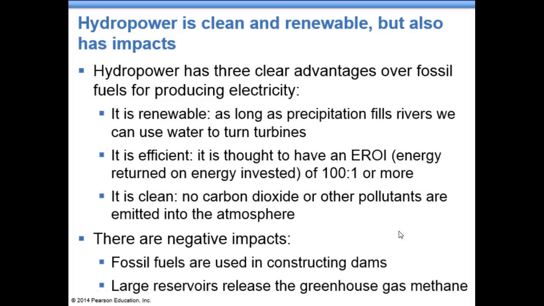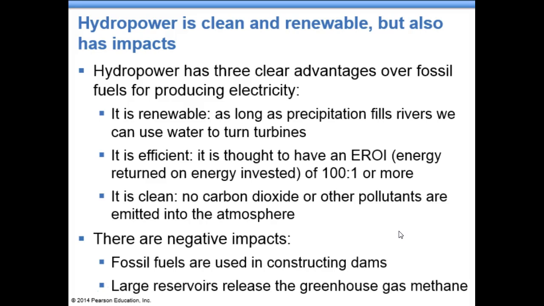The only time fossil fuels are going to be used will be in the construction of the dams and maintaining the dams. But recent evidence indicates that large reservoirs are releasing the greenhouse gas methane as a result of anaerobic decay in the deep water. So that's something new that we didn't know before. But overall, hydropower accounts for only a small fraction of the greenhouse gas emissions typical from fossil fuel combustion.